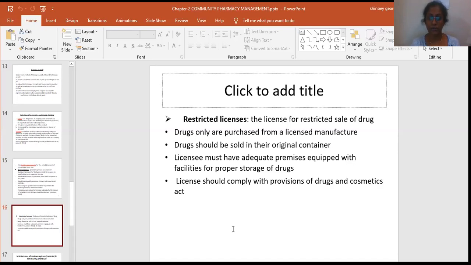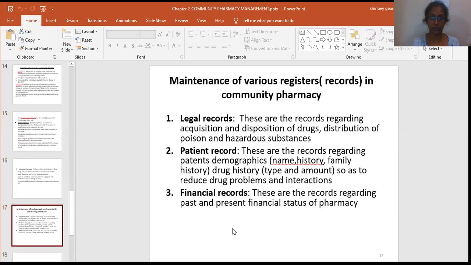Proper area is needed for proper storage of drugs, and all the drugs purchased should comply with the provisions of the Drugs and Cosmetics Act. So next one is the various registers which have to be maintained in a community pharmacy. These registers can be divided into three: legal registers, patient records, as well as financial records.